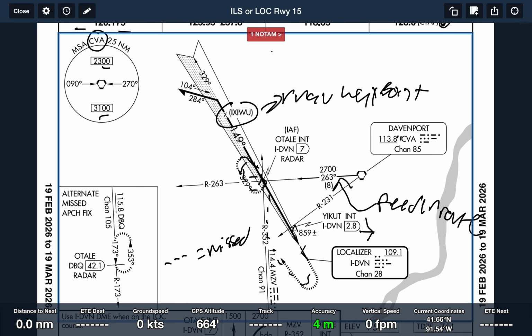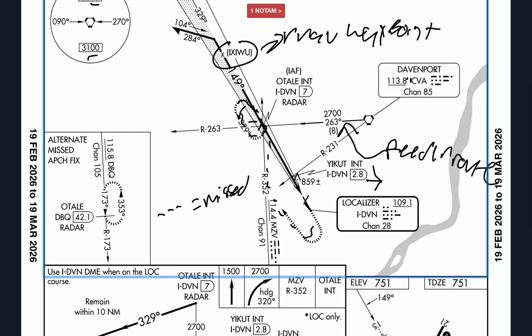Now, the other thing we can see here is the alternate missed approach fix, which is right here. And we'd use this in the event a controller tells us to fly this alternate missed approach fix, and that could be either if something's out of service, or it's just very busy, or they don't have time, or some sort of situation like that.